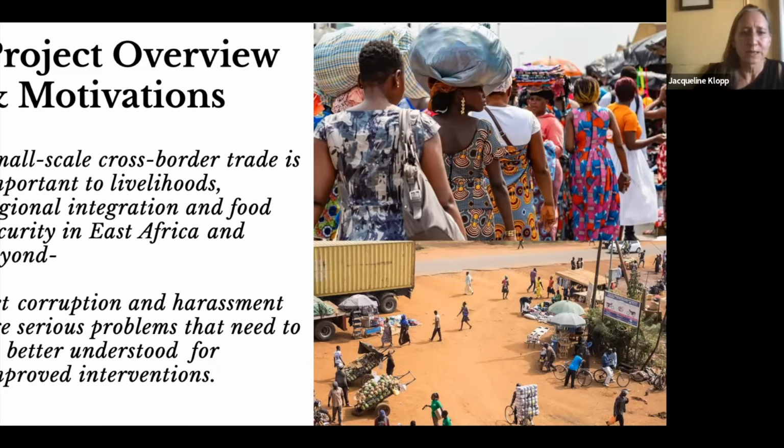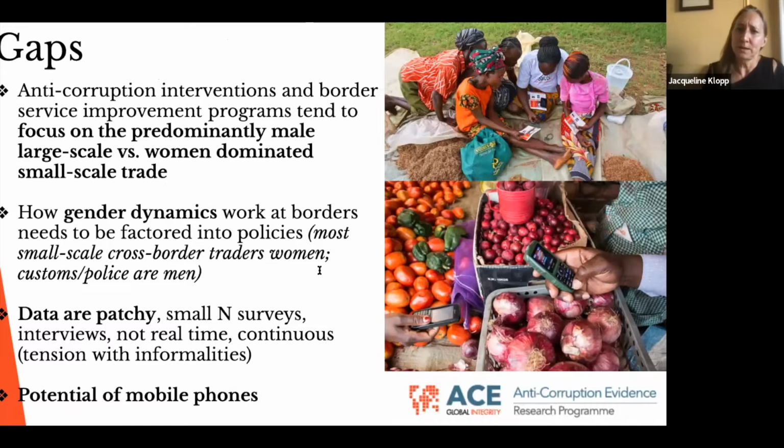And yet corruption and harassment are very serious problems that hinder this important trade and have adverse impacts on livelihoods and food security and well-being, especially in border areas. And we need to better understand this corruption and harassment faced by these traders to improve our interventions. Currently, there are a number of gaps that we found from our research that motivated us to try to fill them. First of all, a lot of anti-corruption interventions and border service improvement programs tend to focus on the predominantly male large-scale traders, whereas, as Veronica mentioned, the vast majority of small-scale traders are women.